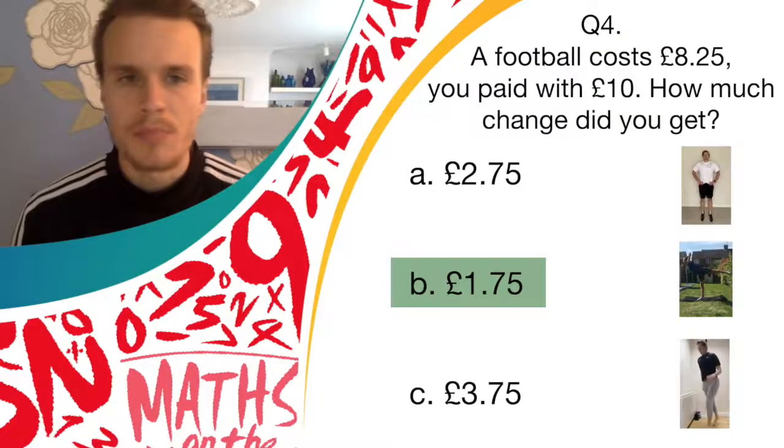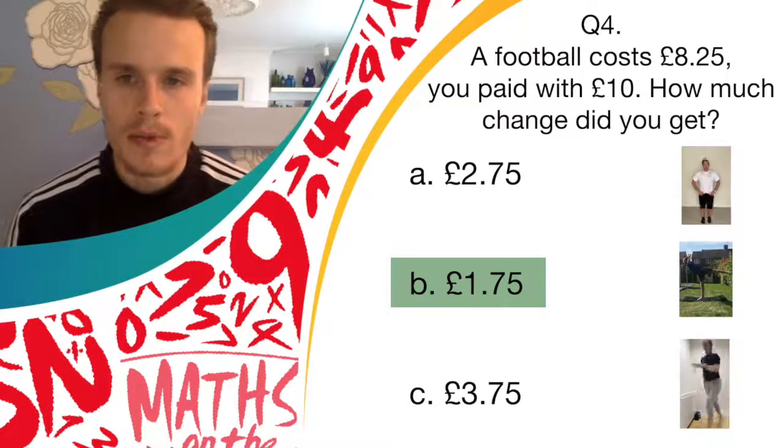Okay, so the answer was B, £1.75. So if you were balancing, good job, there's a point for that round.